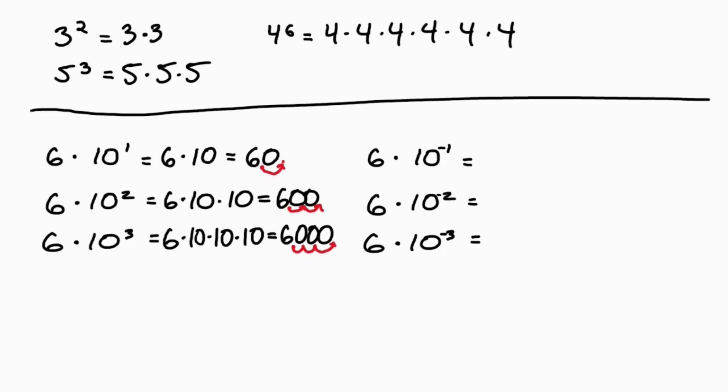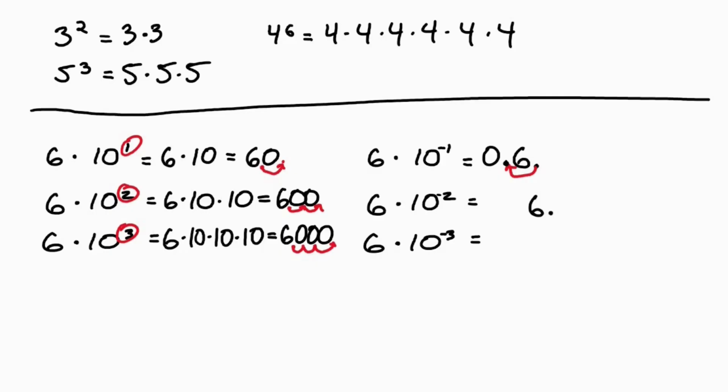Okay, so what about 6 times 10 to the negative 1? Well, what would that actually tell us? Well, if the exponent tells us how many times we're moving our decimal place to the right, what do you think that the negative actually tells us? Oh, you know what? It must be how many times we're moving the decimal place to the left. And if you plug that in the calculator, that's what you're going to get. It's equal to 0.6.